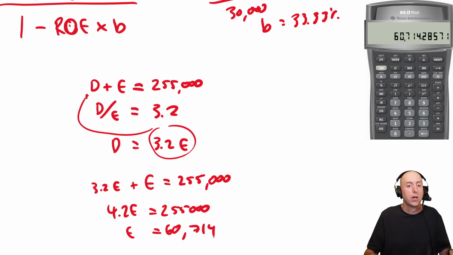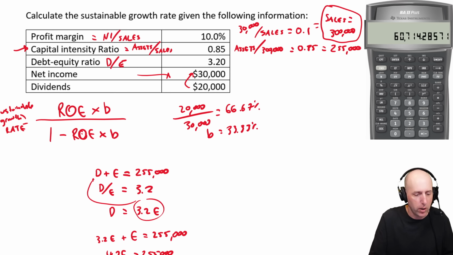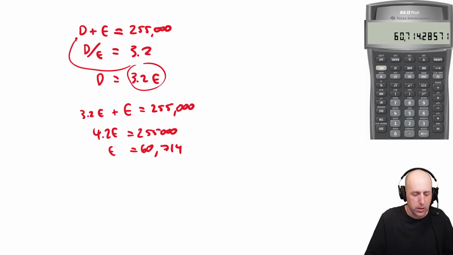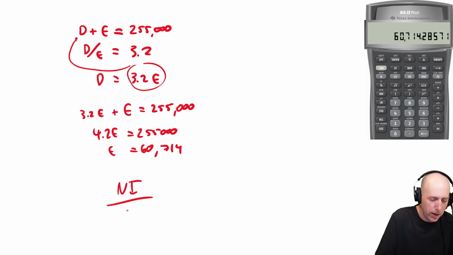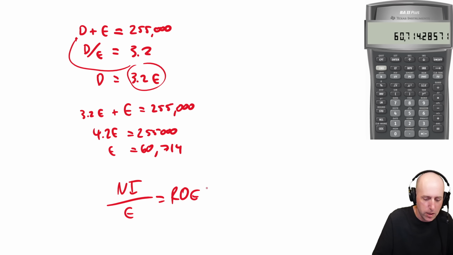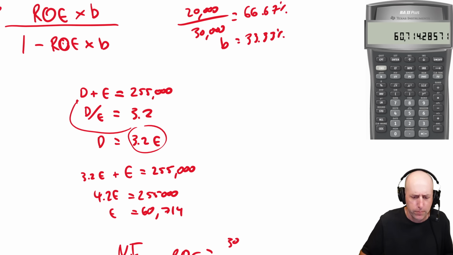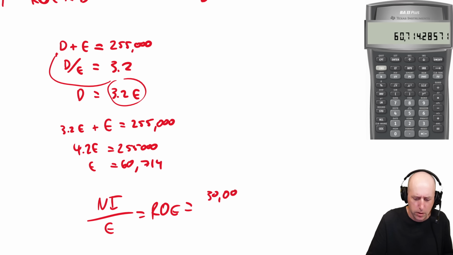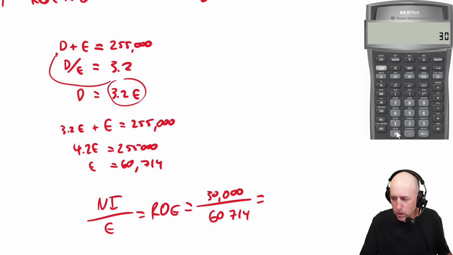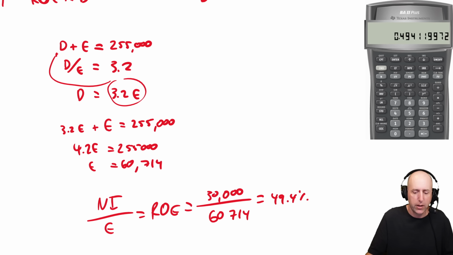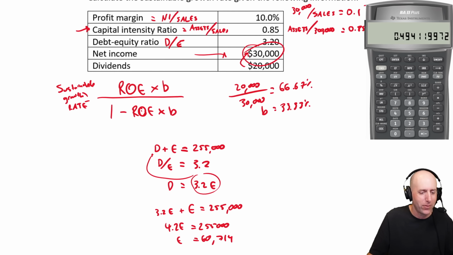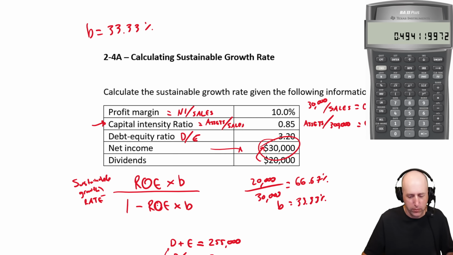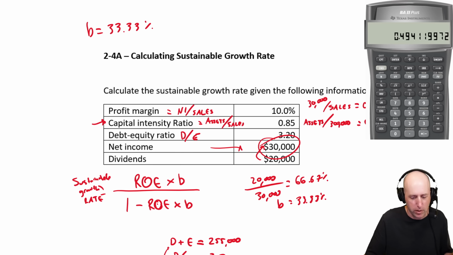Okay, now we can solve. We know our net income. Our net income was $30,000. Net income divided by equity equals ROE. So was it 30? Yeah, $30,000 divided by 60714 goes 0.494, 49.4% or 0.494. Okay, so now we have everything. We have our ROE, 0.494. We have our B, 0.333.